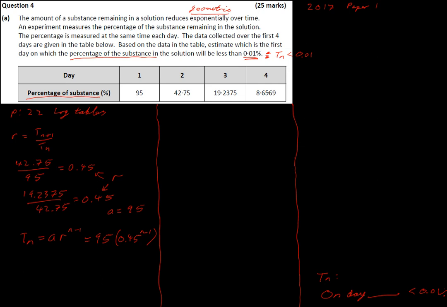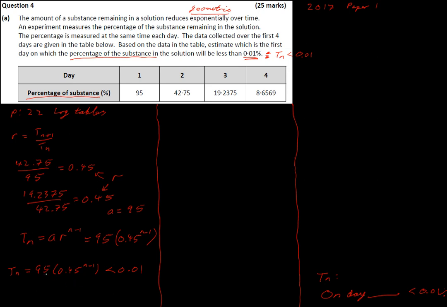Remember, these numbers are already percentages, and this is a percentage, so we're looking for when Tn, which is equal to 95 times 0.45 to the power of n minus 1, is going to be less than 0.01. Now, that's doing pretty good, and now I can see that I have some algebraic rearranging to do, and I have a power that is what I'm actually looking for. So I know I'm going to end up needing to use logs.